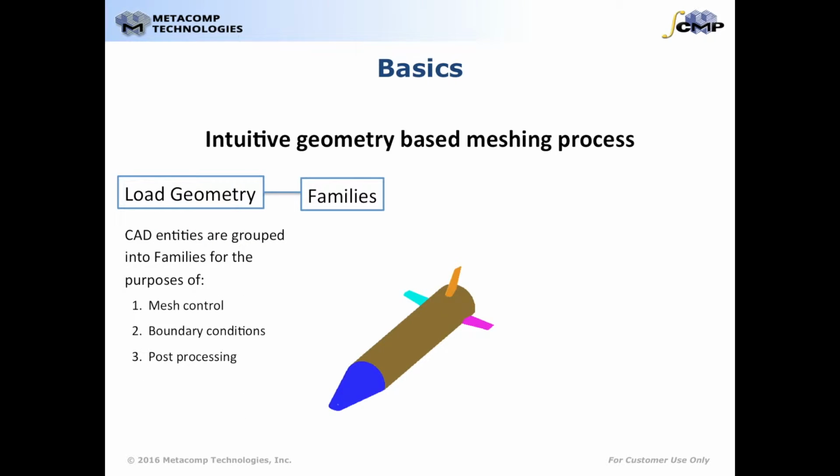After loading the geometry, the CAD entities are grouped into families. This is done for multiple purposes. One reason is to group all of the CAD entities into families for the purposes of mesh control. Many of the features that we'll discuss later in this presentation are activated on a per-family basis. Another reason for grouping CAD entities into families is for boundary conditions.